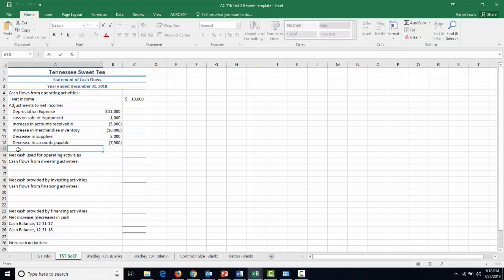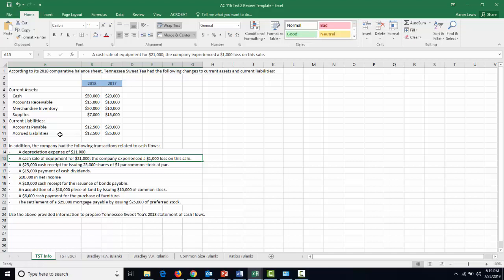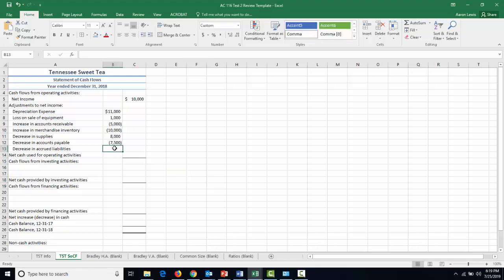Our last one that we have is our accrued liabilities, and as we saw a second ago, our accrued liabilities decreased. So we have a decrease in accrued liabilities. Well, if we go to our information, we see that our accrued liabilities decreased from $25,000 to $12,500. So that is a $12,500 difference. That's the amount of our decrease. We're going to throw that in here, and we come up with negative $12,500.